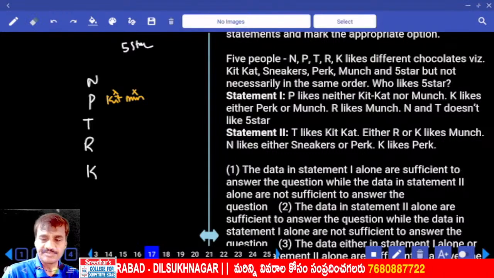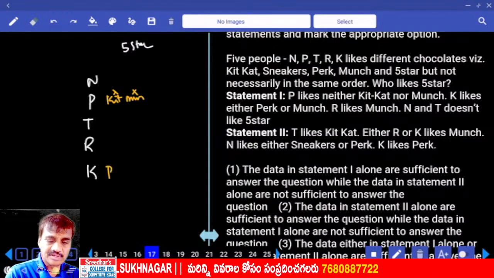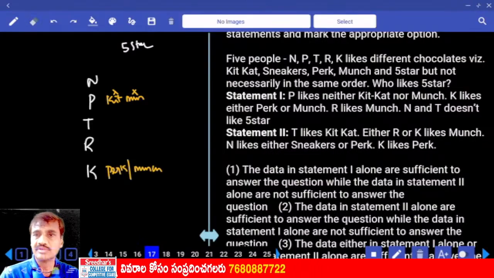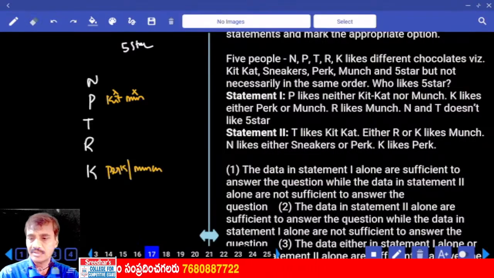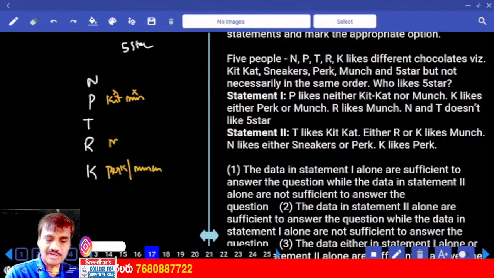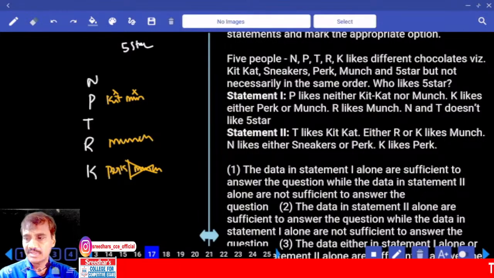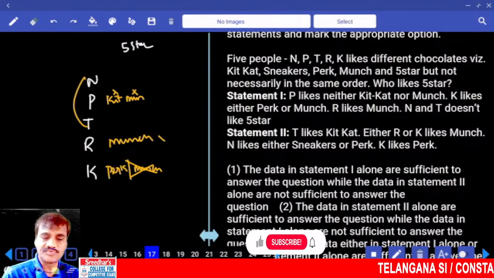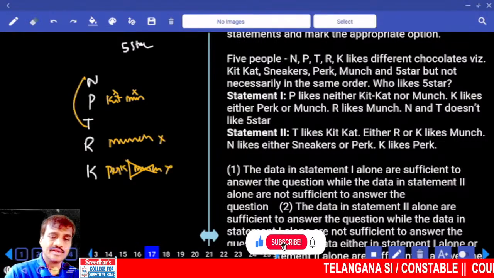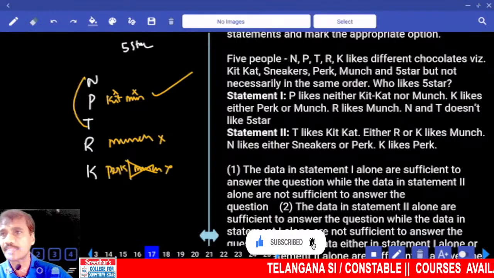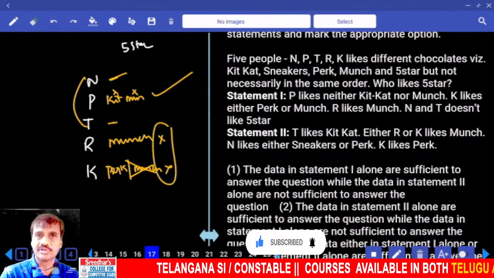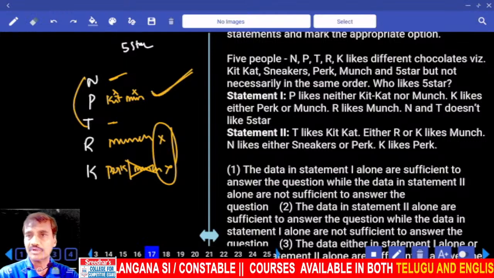K likes either Perk or Munch. That means K cannot be 5 Star. Then R likes Munch. If R likes Munch here, then K likes Perk. Then N and T do not like 5 Star. If they do not, it cannot be R and K, and definitely P must like 5 Star. Does it fit or not? 5 Star cannot come here, cannot come here, not in these two. Where can it come? Only P.